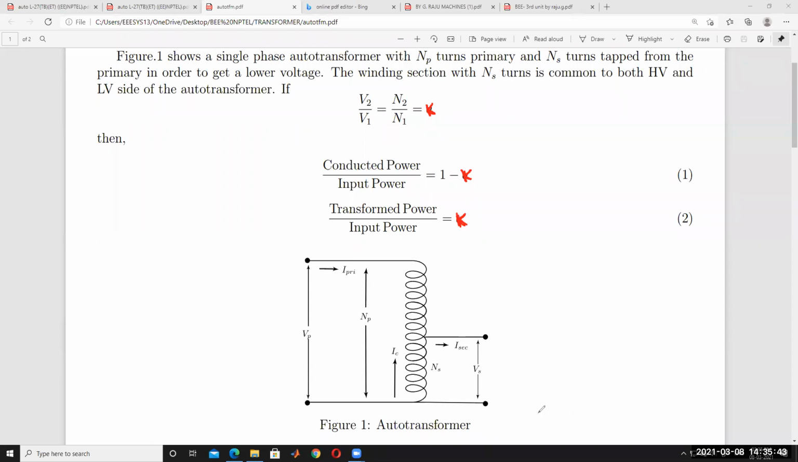We already took this notation: V1 by V2 is equal to N1 by N2, which is equal to A. That's why we assume the notation K. So V2 by V1 is equal to N2 by N1 is equal to K. Then conducted power divided by input power is equal to 1 minus K. Transferred power by input power is equal to K. By using this relation, you will get how much is conducted power and how much is transferred power. It's clear, understood? Based on that, we will get the answers.